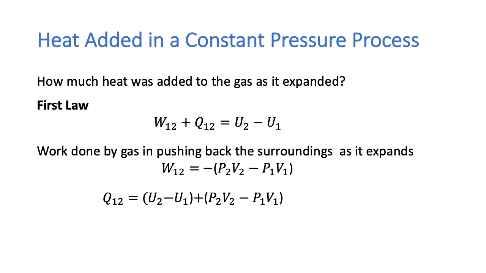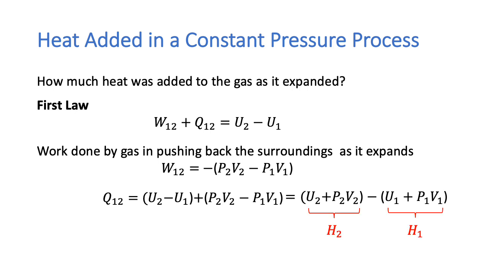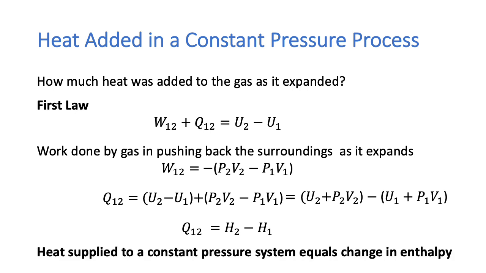Let's gather together all the properties at state 2 and all the properties at state 1. And we'll write it as U2 plus P2V2 minus U1 plus P1V1. Now we should recognize immediately that these are just the enthalpies, H2 and H1. So Q12 is equal to H2 minus H1. And this is a very important observation, that the heat supplied to a constant pressure system equals its change in enthalpy.